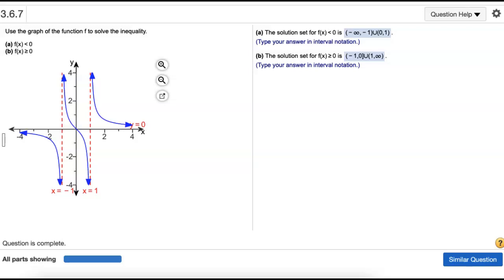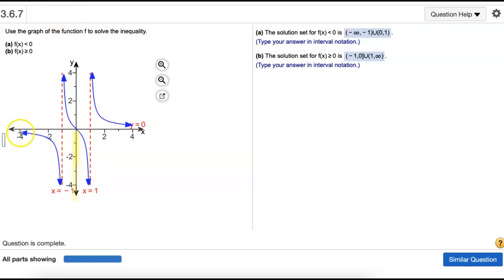When solving an inequality with a graph, the first thing you want to do is look to see where the solution set is true. So in this case, you're given f of x is less than 0. Well, f of x is the same thing as the outputs or y values. So that's where y is less than 0. So here, below the x-axis, in other words, y values under 0.